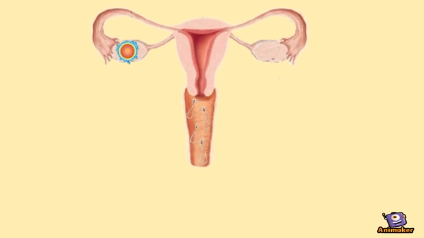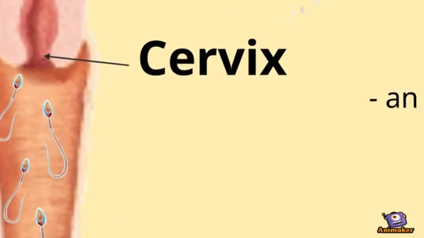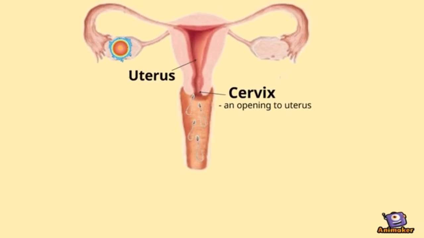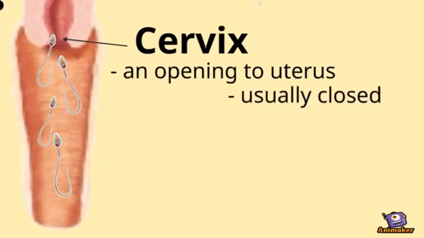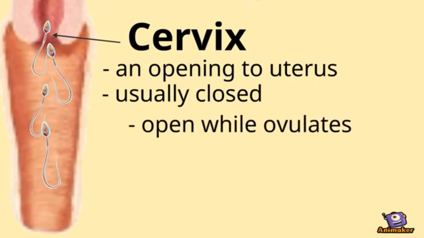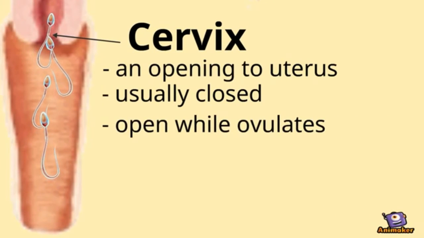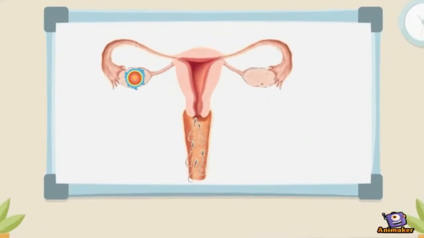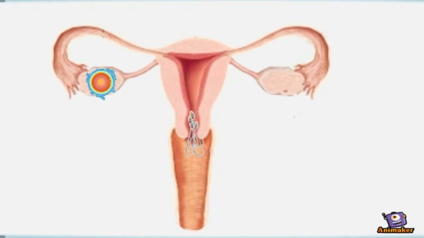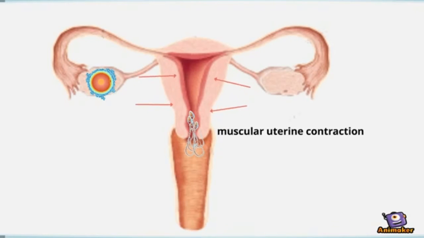Next, the sperm must pass through the cervix, an opening into the uterus. Usually it remains tightly closed, but the cervix is open for a few days while the woman ovulates. The sperm swim through the cervical mucus. Some sperm will remain behind, caught in the folds of the cervix. Inside the uterus, muscular uterine contractions assist the sperm on their journey towards the egg.